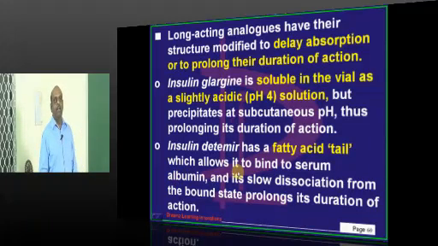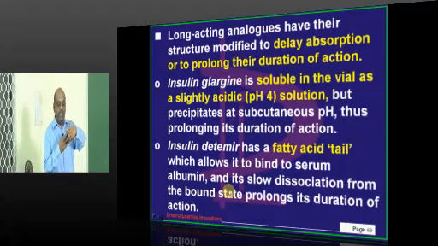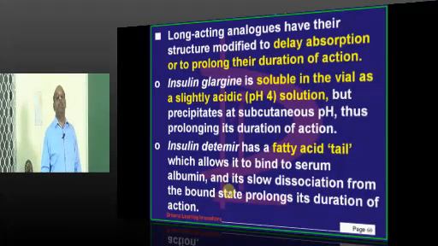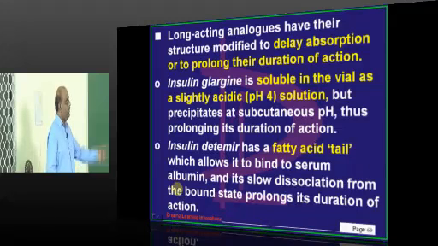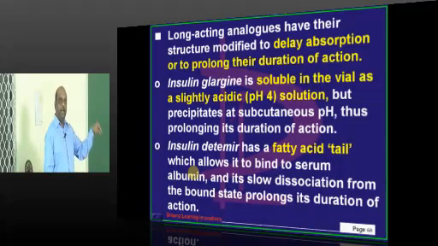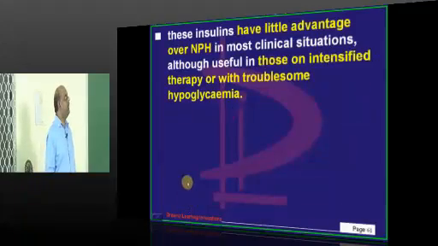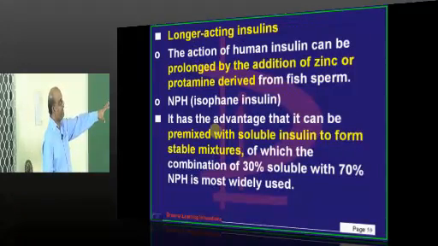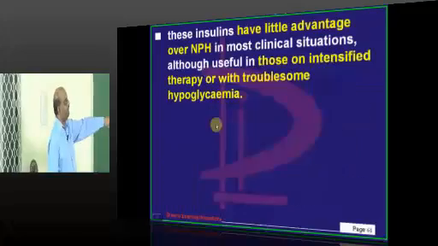Insulin detemir has a fatty acid tail which enables it to bind with the serum albumin, and since the dissociation of it from the serum albumin takes time, the duration of its action also becomes a little prolonged. So glargine and detemir are the long acting insulin analogs, is what needs to be remembered. Whereas NPH is the intermediately acting one.